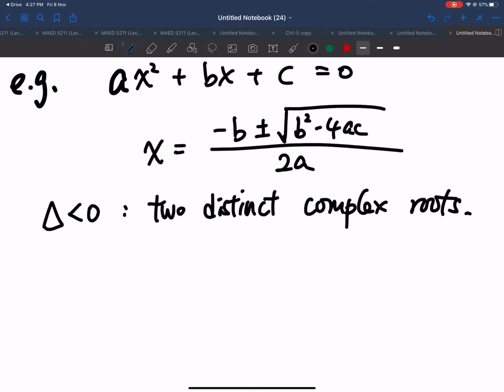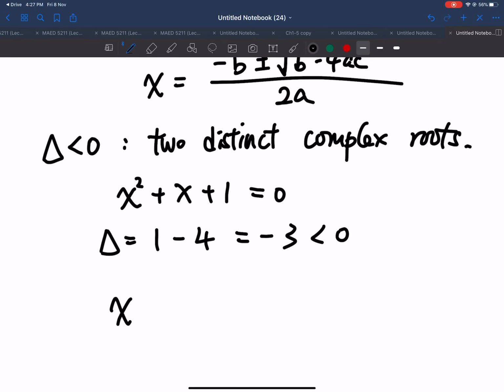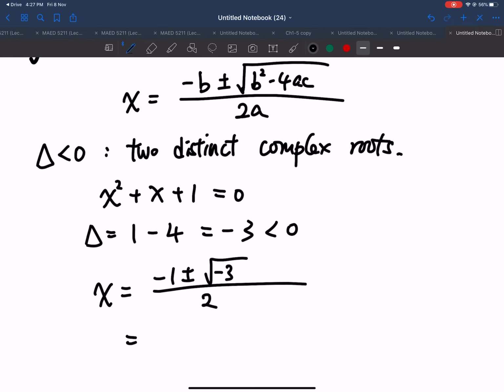Can you give an example of discriminant more than 0? The easiest one. Okay. You can check the discriminant in this case. -3 is smaller than 0. So if you use the formula above, -1 plus or minus the square root of -3 over 2, okay? And then you get the final answer in terms of i.